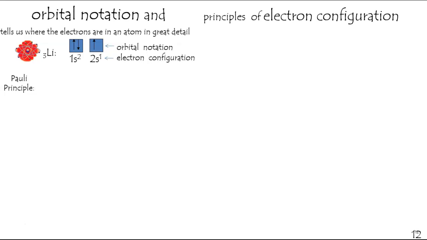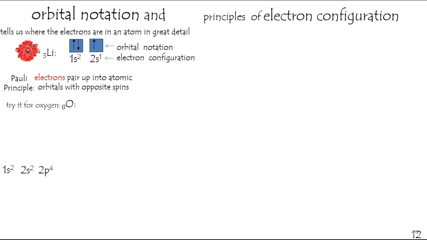The Pauli principle by Wolfgang Pauli states that electrons will always pair up in opposite direction spins within an orbital. Let's try it for oxygen. We have an 8-electron system. Electron configuration is 1s2, 2s2, 2p4. So let's draw a box. There's our orbital notation for the first shell, for the next orbital in the second shell.